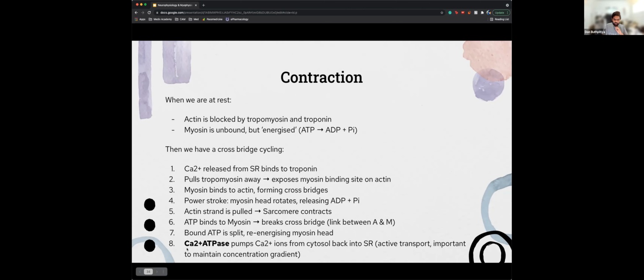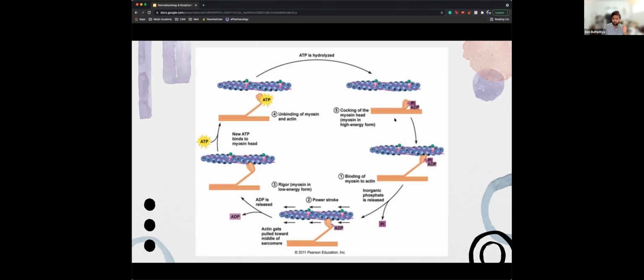And the last step, it's sort of like a continuous thing. So the last step is your calcium ATPase pumps the calcium ions back from the cytosol. So all this calcium that's been released, it'll pump it back into the sarcoplasmic reticulum. And what it does is it does this to maintain the concentration gradient, right? So like we go through here, right?